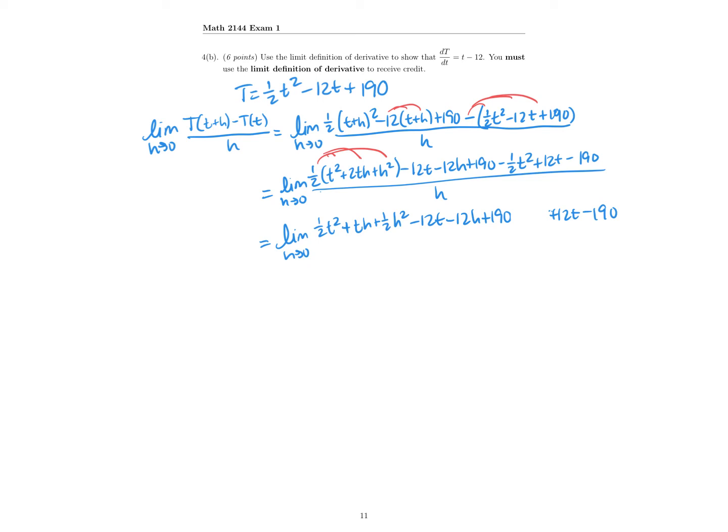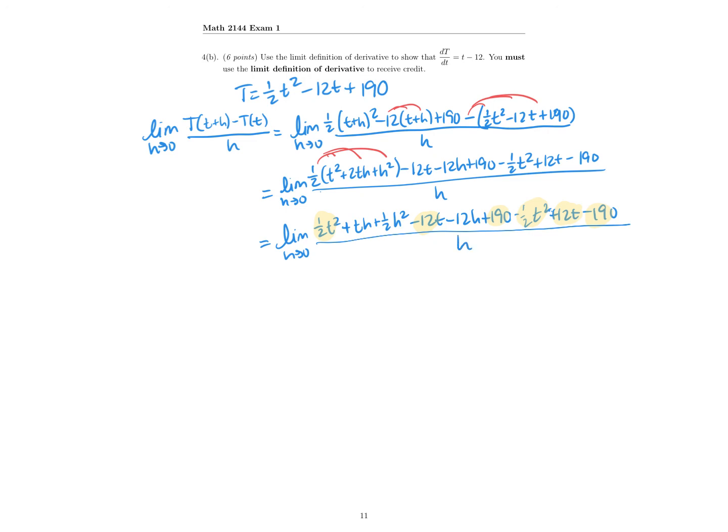So this should be minus 1/2 t squared. Each should have a corresponding term that is the opposite sign. So 1/2 t squared minus 1/2 t squared, those two things are going to add to 0. And then if I have a positive 12t, I also have a negative 12t, so those things are going to add to 0. And then that negative 190 and positive 190, those things are going to add to 0. And so you can just match up those corresponding bits there.